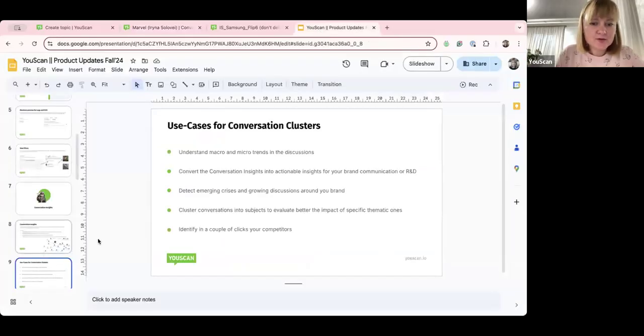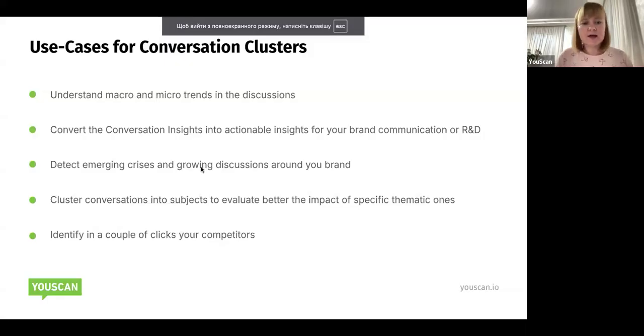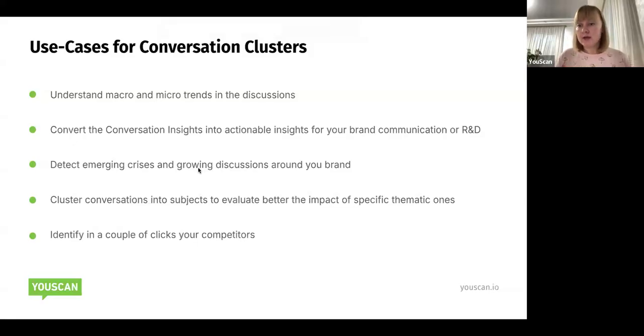Here are the use cases, some of which I already highlighted: you can detect emerging crises, and you can understand macro and micro trends in the discussions. You can even identify your competitors in a couple of clicks, because they can also appear in these conversational clusters. So you can cluster conversations into subjects, as you have seen already, separated into subjects within your topics.